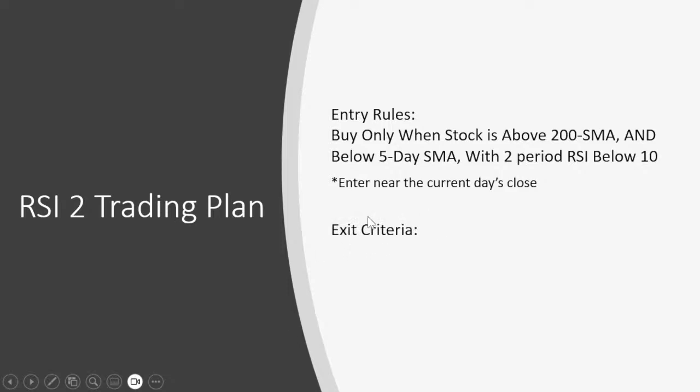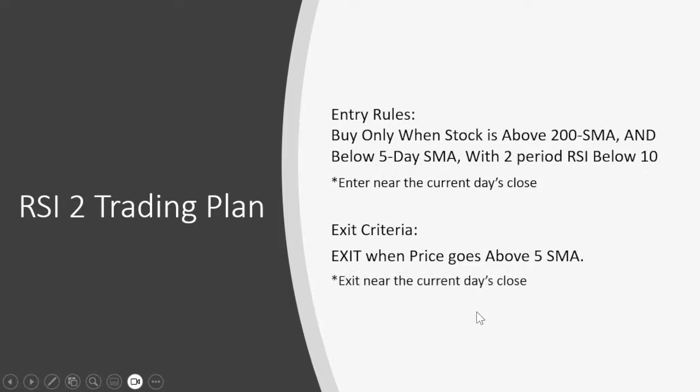The exit criteria, and notice how here it doesn't say stop loss or profit target. There is no stop loss with this system. Larry Connors realized that stop losses in the traditional sense, where you're cutting your loss at a certain level, hurt performance over time. So he developed the exit criteria, which is we exit when price goes above the 5-day moving average. Remember, we're entering when it's below it.